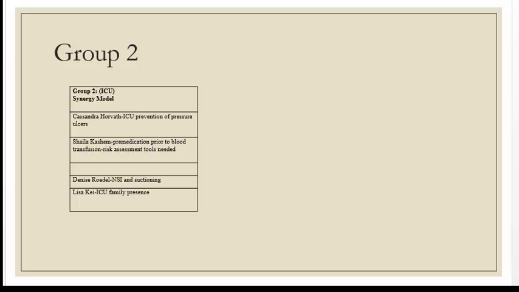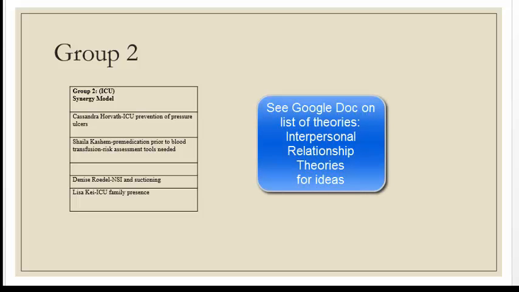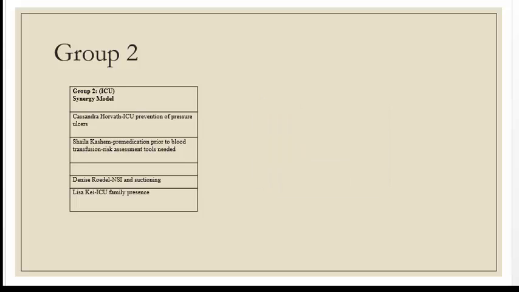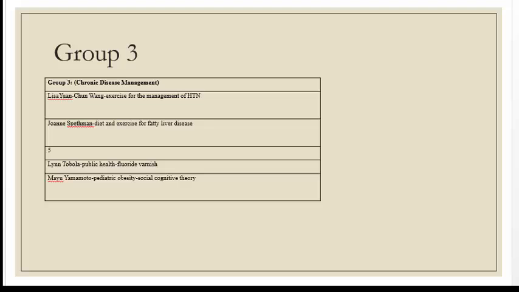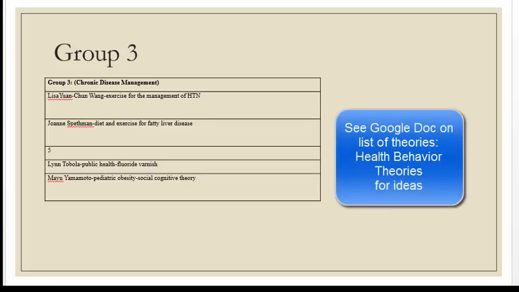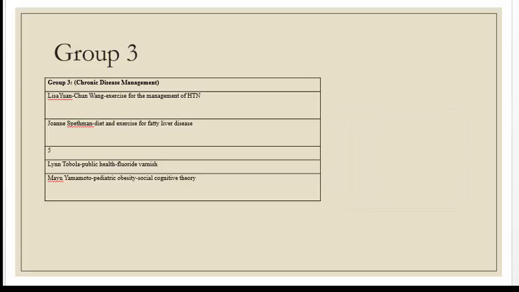You all looked at something in the ICU. So maybe look at the synergy model, which I'll show an example of. But there are lots of models and theories out there that you could choose from. Group 3 was Lisa, Joanne, Lynn, and Mayu, and you all looked at chronic disease. So you could find many theories out there about chronic disease.